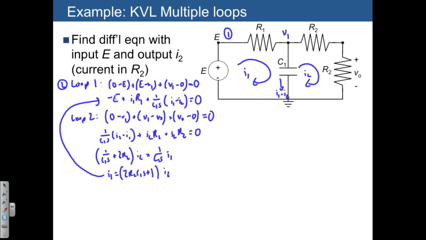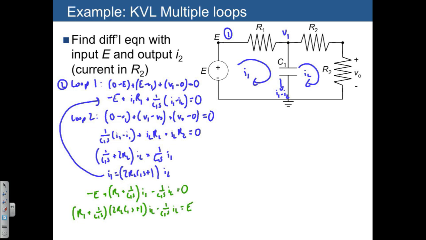And what we end up with is minus E plus, first I'll just collect the terms for I1. So that's R1 plus 1 over C1S minus 1 over C1S times I2 is equal to 0. So what we end up with, I'm going to move the E over, R1 plus 1 over C1S times I1, which is 2R2 C1S plus 1 times I2 minus 1 over C1S I2 is equal to E.